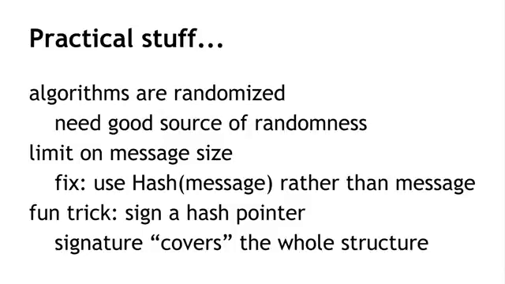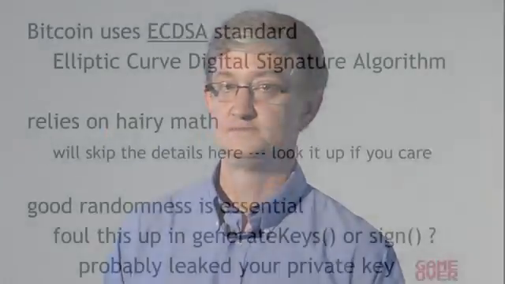And by the way, a fun trick, which we'll see used later, is that you can sign a hash pointer. If you sign a hash pointer, then the signature covers or protects the whole structure. Not just the hash pointer itself, but everything it points to, and everything that points to. For example, if you were to sign the hash pointer that was at the end of a blockchain, the result is that you would effectively be digitally signing the entire contents of that blockchain. That's a useful trick that we'll see used later.